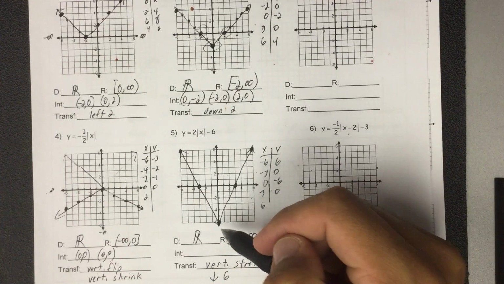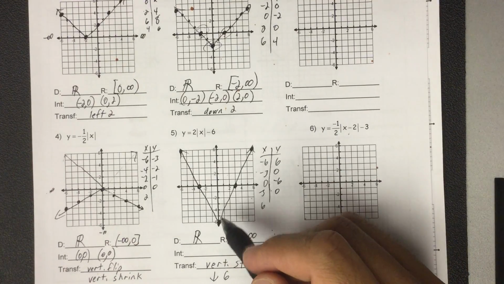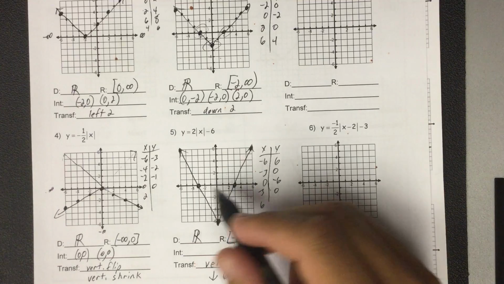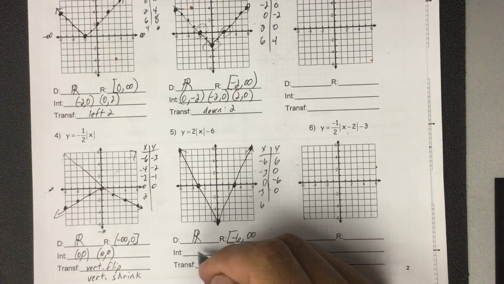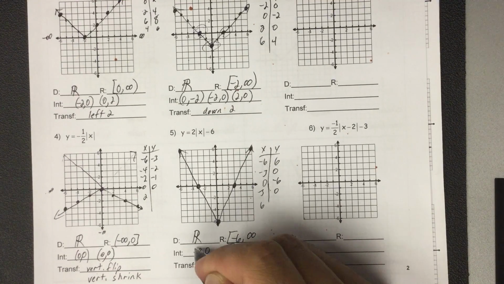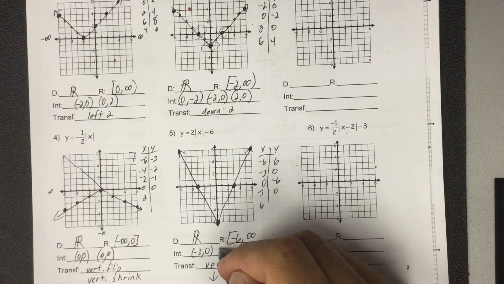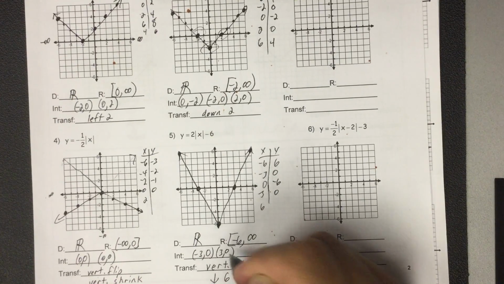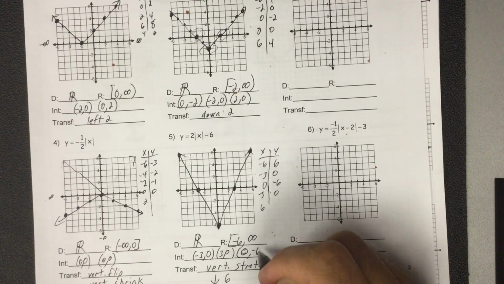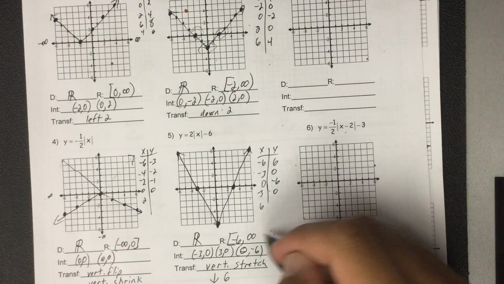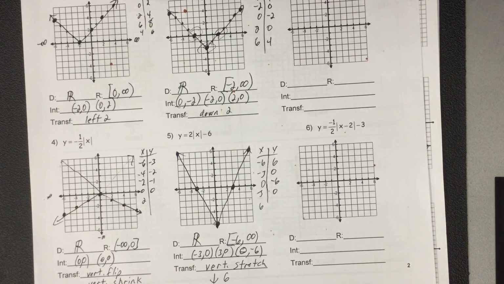Now the intersections, or the intercepts. Intercepts here, here, and here. So at negative 3, 0 is an x-intercept. At 3, 0 is an x-intercept. And then 0, negative 6 is the y-intercept. Okay.